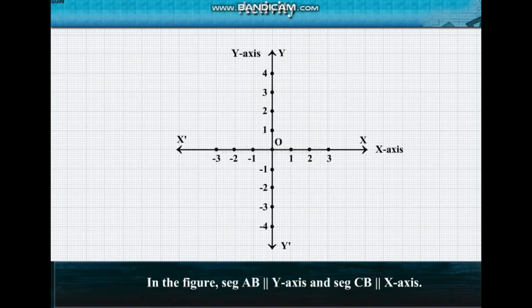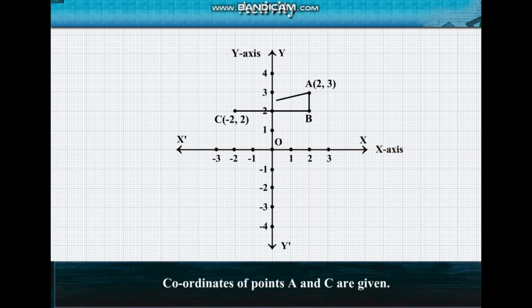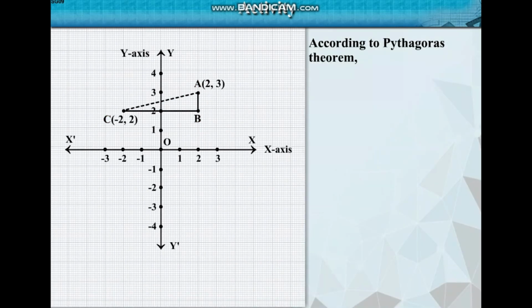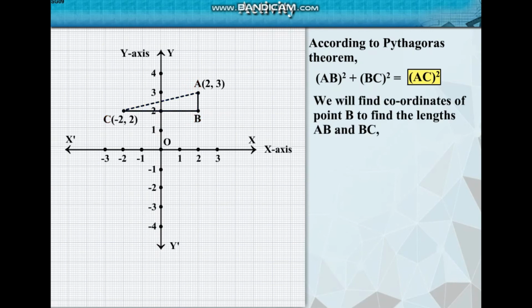Activity. In the figure, segment AB is parallel to the y-axis and segment CB is parallel to the x-axis. Coordinates of points A and C are given. To find AC, fill in the boxes given below. Triangle ABC is a right-angled triangle. According to Pythagoras theorem, AB square plus BC square is equal to AC square. We will find coordinates of point B to find the lengths AB and BC.